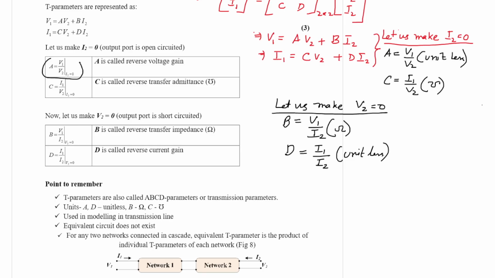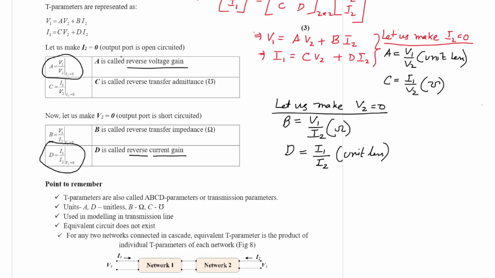So these things are exactly represented here. A is equal to V1 by V2 with I2 equal to 0. It is called reverse voltage gain. It is a ratio of two voltages, that is why it represents a voltage gain. But why reverse? Because it is input by output. D is equal to I1 by I2 with V2 equal to 0. So it represents a current gain, with reverse term because it is input by output, right?